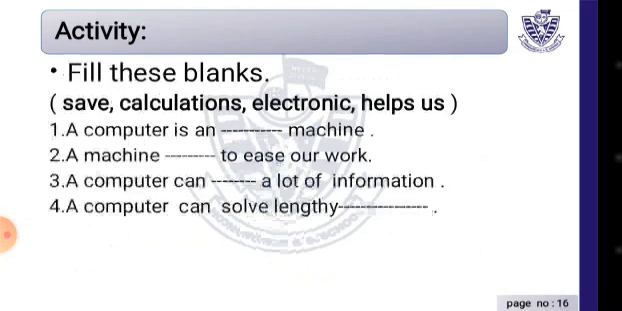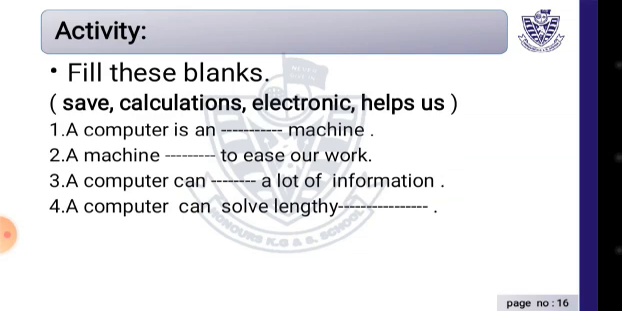Okay, students. The next activity is on page number 16. You will solve this activity in your book, page number 16. Fill in these blanks. There is a word bank, and we will take its help. And the words are save, calculations, electronic, helps us.